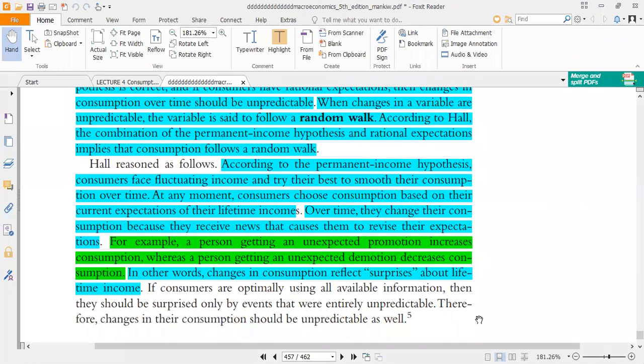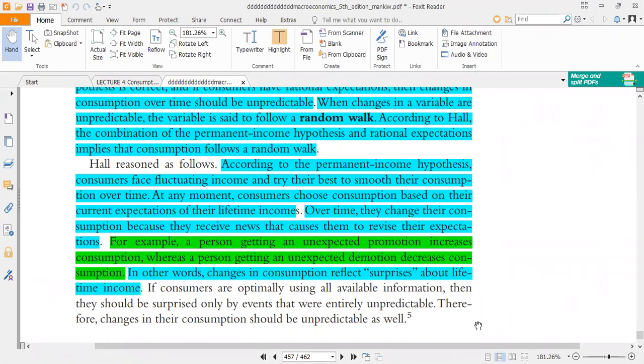All right. So when an unexpected piece of news comes in and the person revises his consumption, it means that although you were forward looking and using rational expectations, you wanted to stabilize your consumption, but you've been hit with unexpected news. As soon as this news causes you to revise your expectation, your consumption too will have to change. But this change in consumption was totally unpredictable. You didn't know that you were going to have such news.